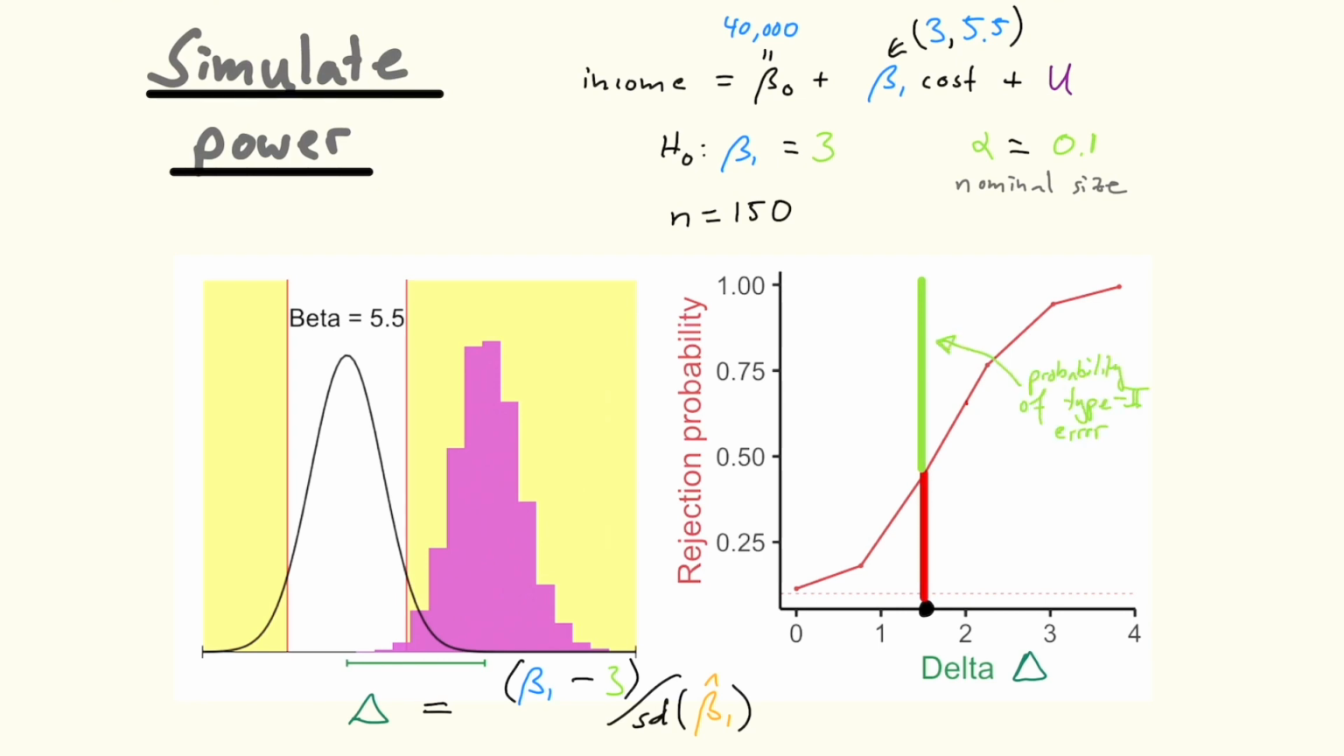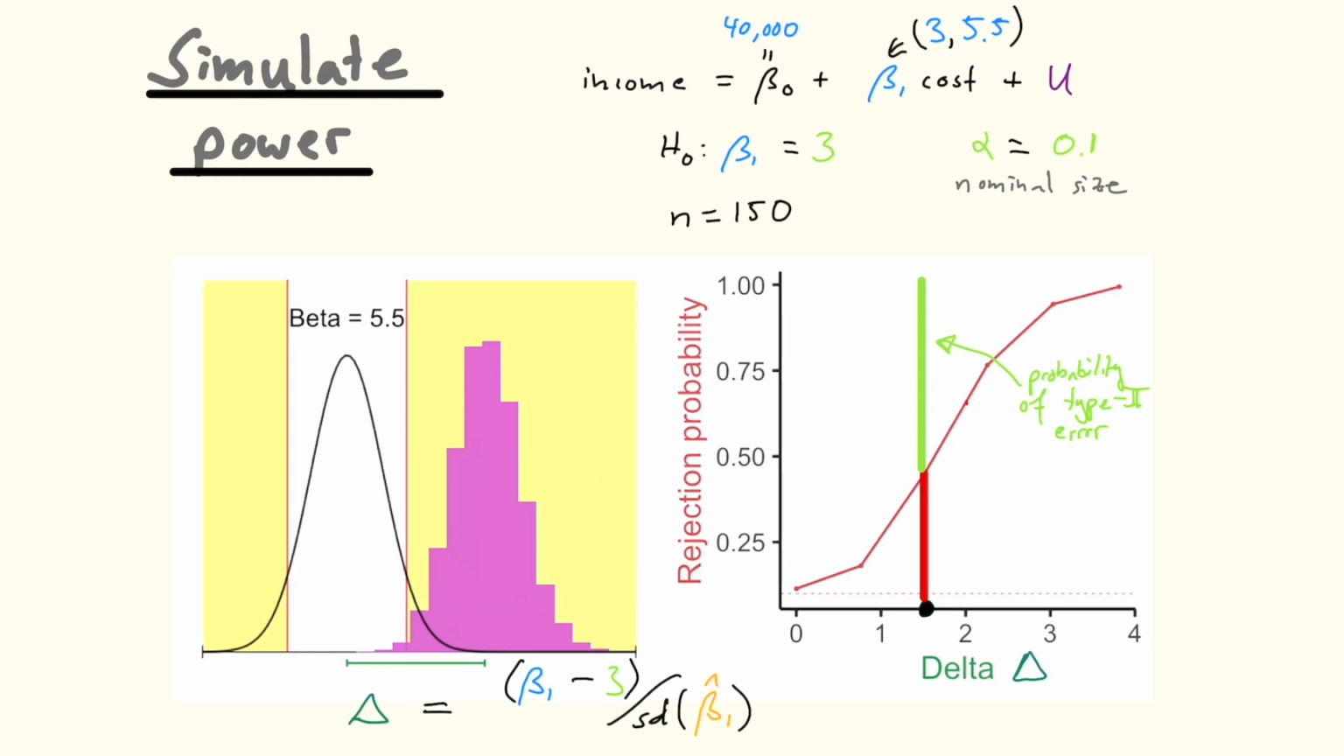It is easy to see that the probability of type 2 error will depend on where we are in the alternative. If we are here, that means beta 1 is very close to 3, then the probability of type 2 error is fairly large. If we are here, that means beta 1 is much larger than 3, then the probability of type 2 error is very small. This is quite intuitive. The further we are away from the null hypothesis, the easier it becomes to find evidence against the null hypothesis.